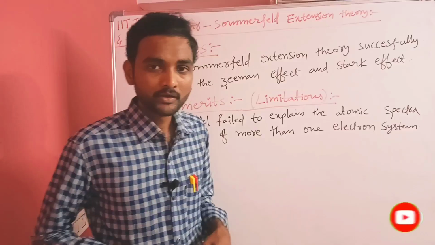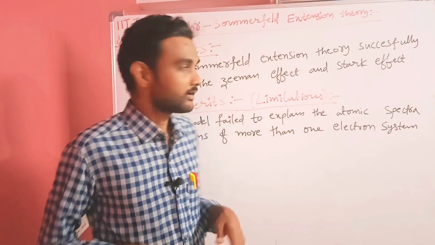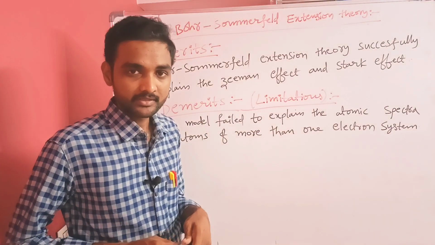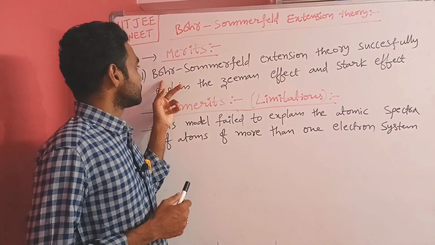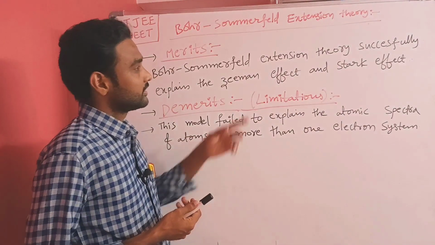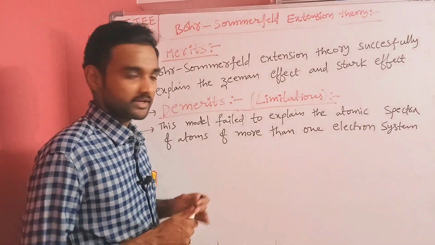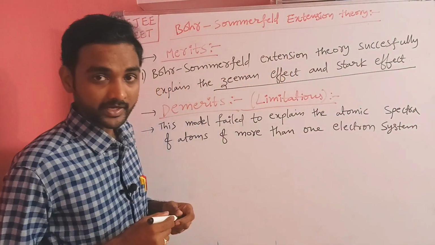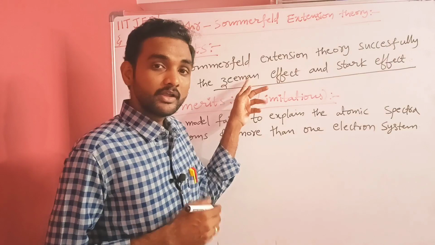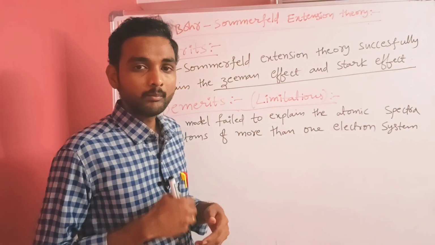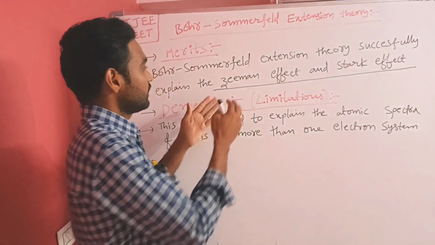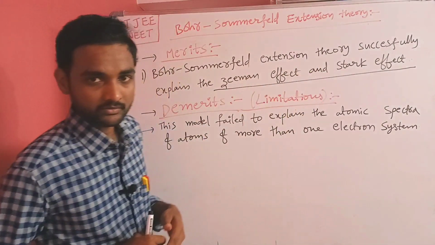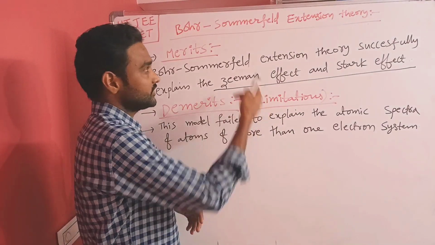Have you understood? Okay, now let me explain the merits of Bohr-Sommerfeld extension theory. See, Bohr-Sommerfeld extension theory successfully explained the Zeeman effect and Stark effect. I told you already what the Zeeman effect and Stark effect are. Because of the addition of elliptical orbits to Bohr's orbits, Sommerfeld successfully explained the Zeeman effect and Stark effect.